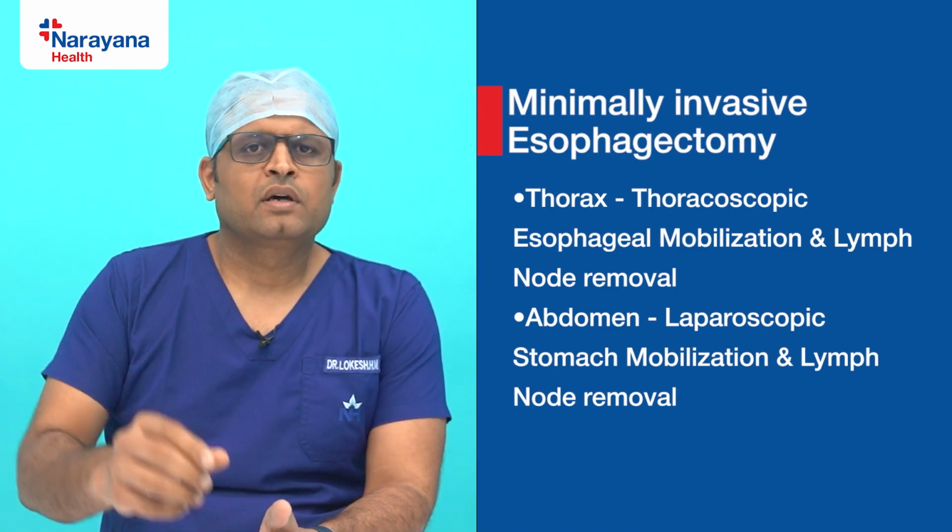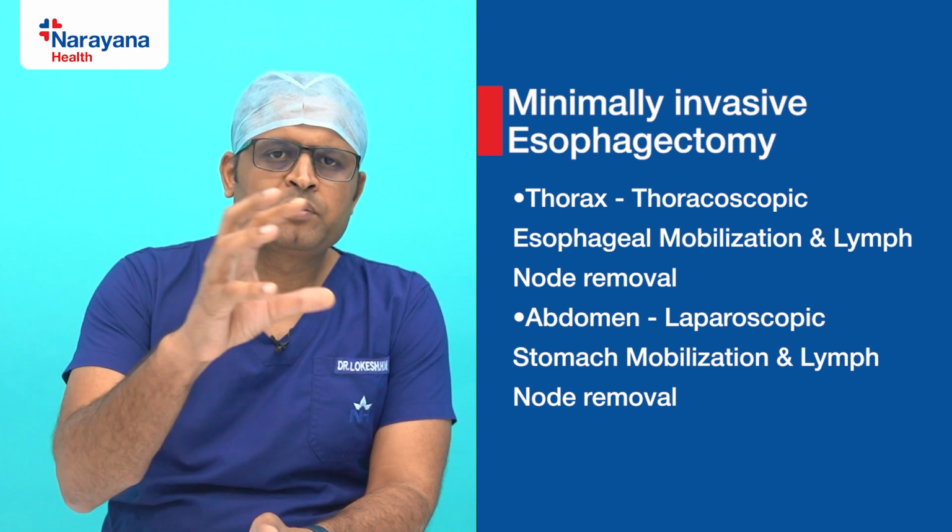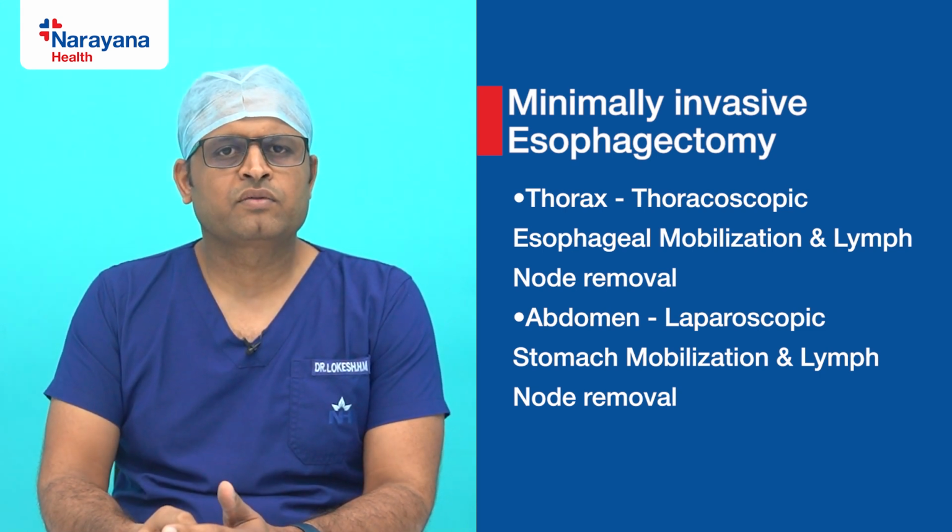We release the esophagus and take out all the lymph nodes around the esophagus. We come to the abdomen, and we create a tube from the stomach. That tube will replace the esophagus and will be taken up to the neck, and we join the upper part of the esophagus and this stomach tube in the neck, and the esophagus will be removed.